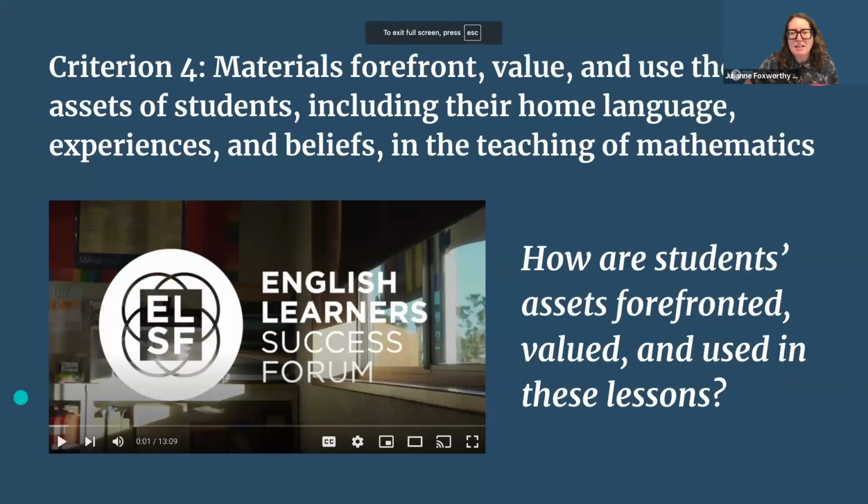Today we're talking about our 4th criterion in our rubric for reviewing instructional materials. Criterion number 4: the idea that materials are going to foreground, value, and use the assets of students, including their home language, experiences, and beliefs, all in the teaching of mathematics. As we think about that video, we're trying to wrap our heads around what it looks like when our lessons are foregrounding, valuing, and using the assets of students.